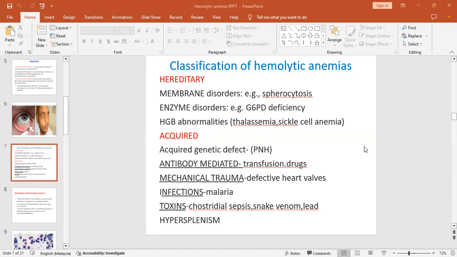Acquired hemolytic anemias include antibody-mediated hemolytic anemias. Examples are transfusion reactions, mechanical trauma, and hemolytic anemias due to infections and toxins.